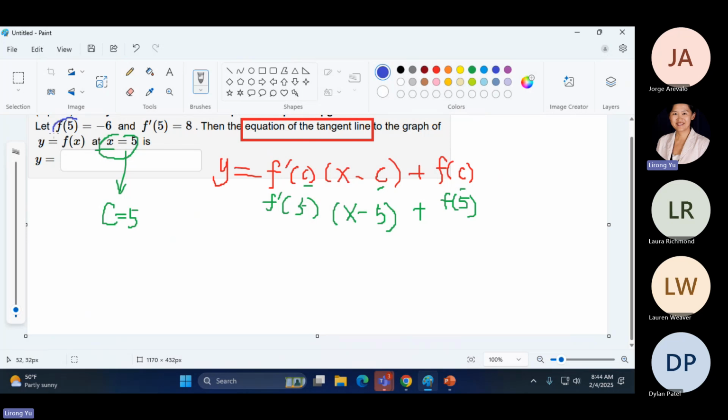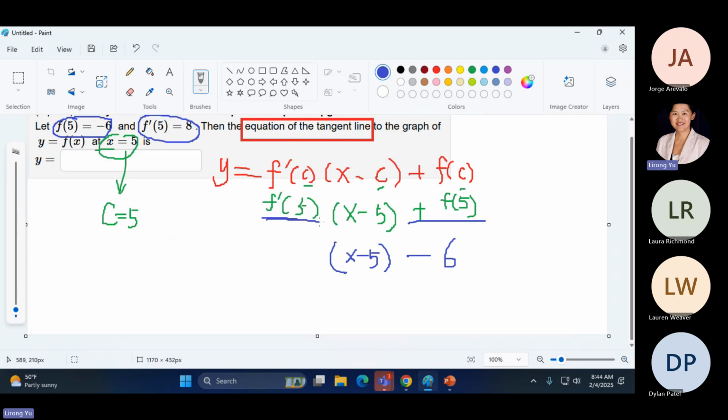So this f of 5 is -6. So that one you cannot keep it. You have to replace it by -6. This is okay. Trying to piece together this entire equation. Over here it says f prime of 5 equals 8. So that means this has to go.